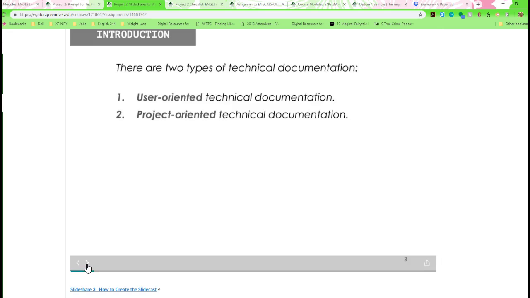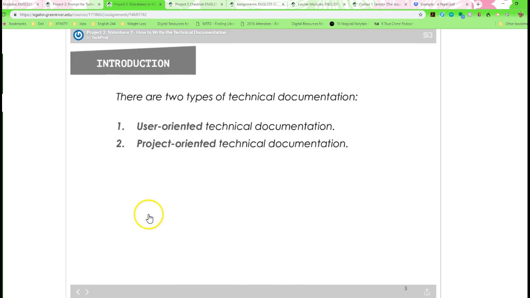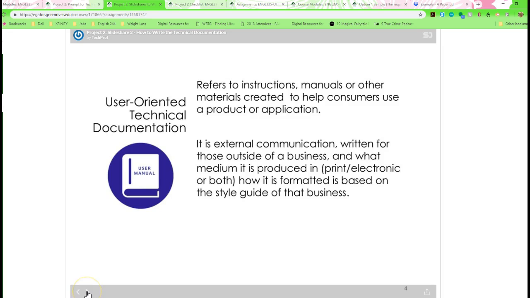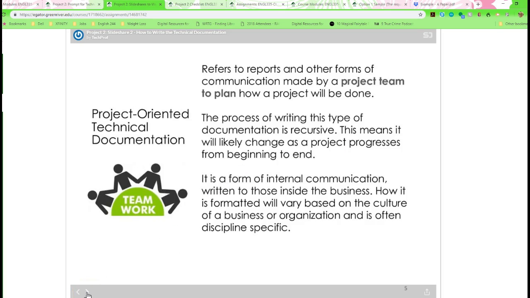All right, deliverable number 1. Let's go through this. There are 2 types of technical documentation. User-oriented technical documentation is like a user guide for installing software, stuff like that. Project-oriented technical documentation, user manual. We're not doing that. It's external communication. We're doing project-oriented technical documentation. That's what we're doing here.